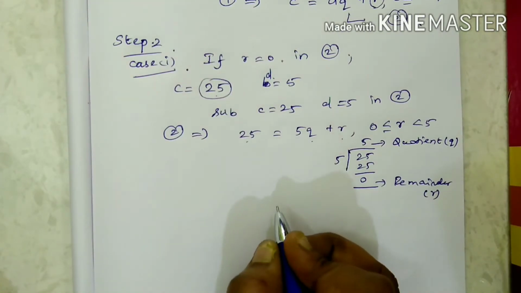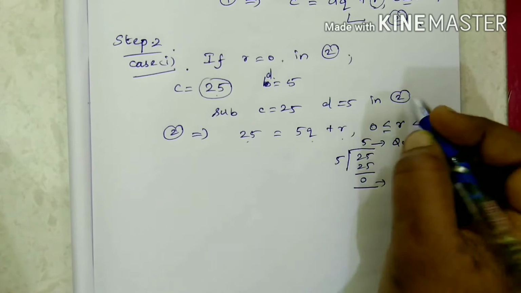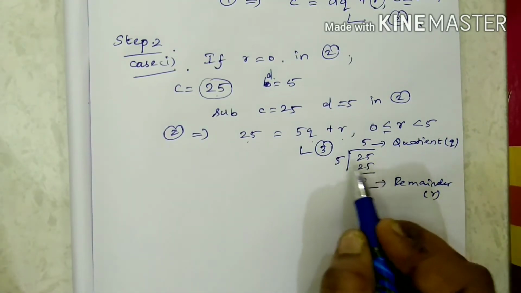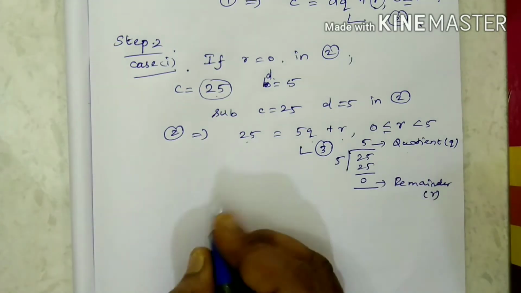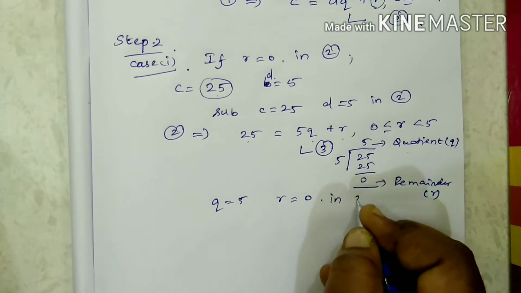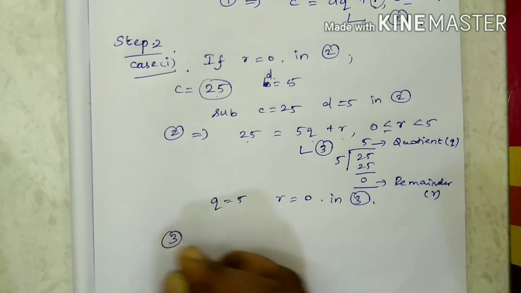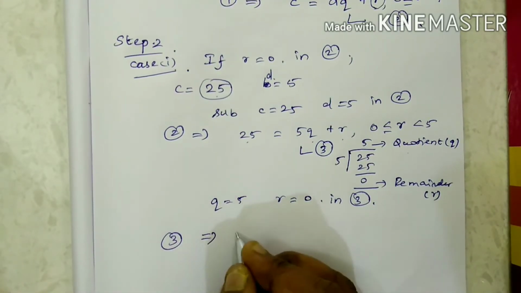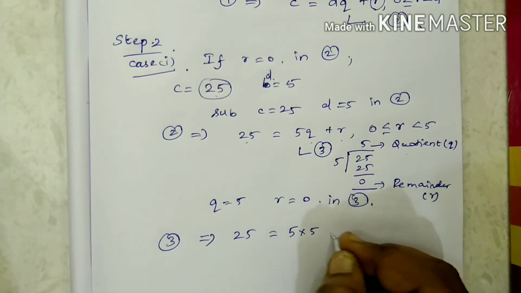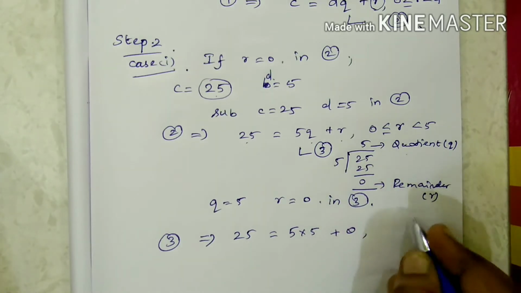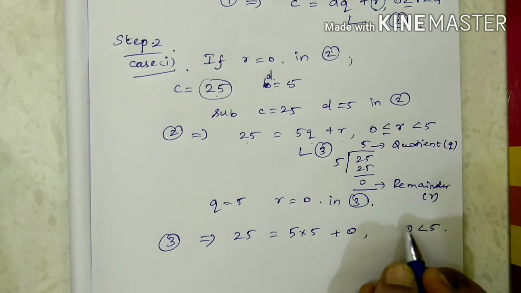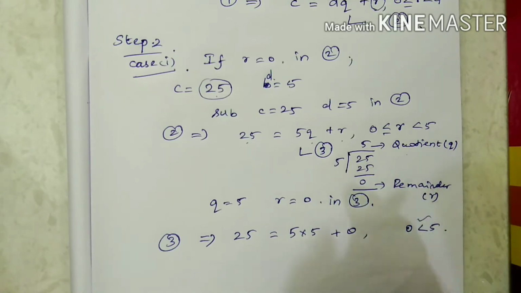So, we are going to substitute these values in this. Now, keep this equation as equation number 3. Substitute the values of Q and R, that is Q equal to 5 and R equal to 0 in equation number 3. Then equation 3 implies 25 equal to 5 into 5 plus 0, where this R, 0, is less than 5 only and it is equal to 0 only. So, one condition is enough.